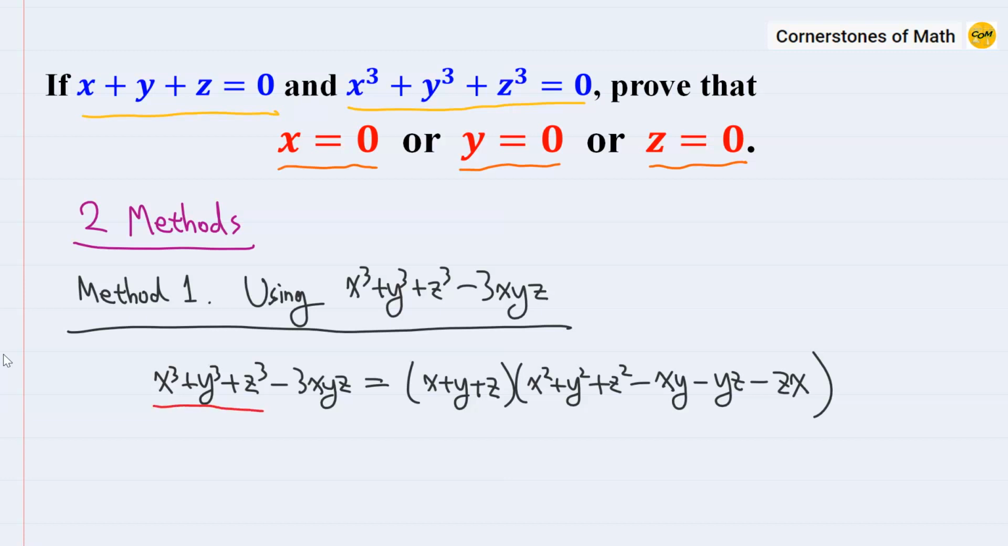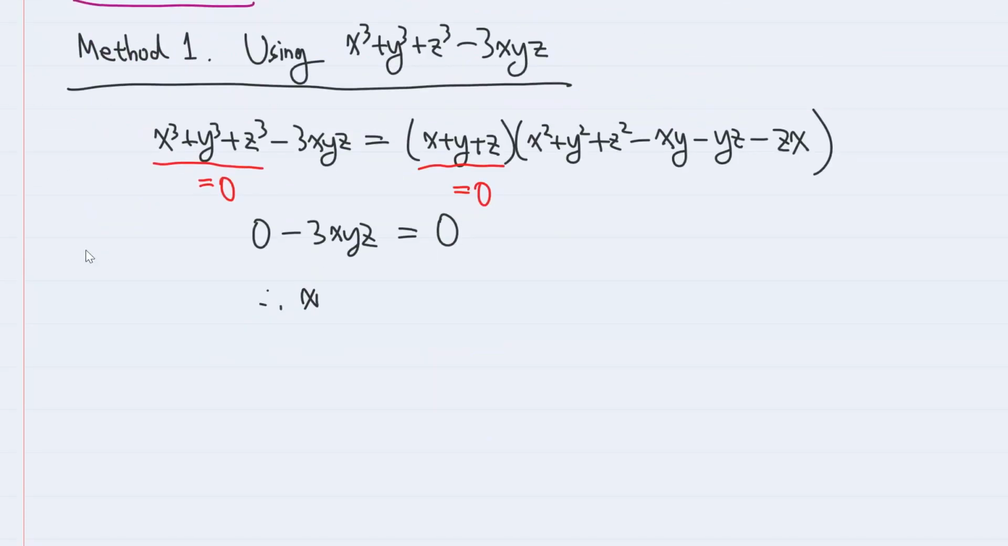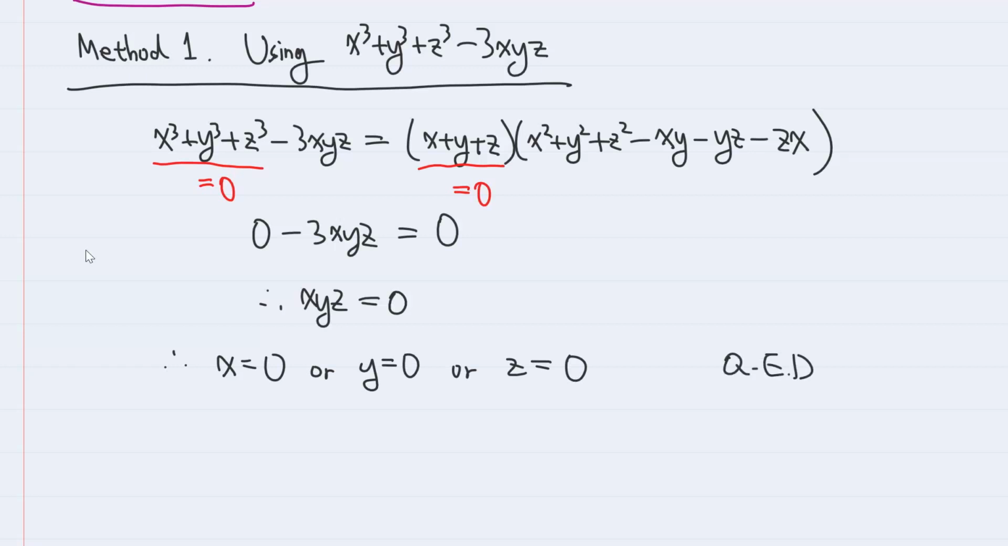Since x cubed plus y cubed plus z cubed equals 0 and x plus y plus z equals 0, we have 0 minus 3xyz equals the entire right hand side, which is 0. Therefore xyz equals 0, which of course means x equals 0 or y equals 0 or z equals 0. Proof complete. So this is definitely the simplest method, but what if we do not use this formula?